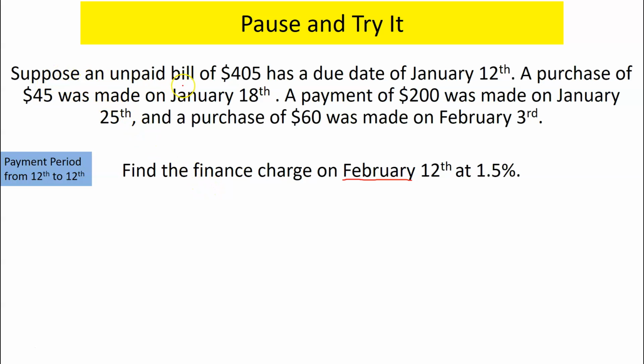Suppose that they started out with $405 on their credit card. That starts out on the 12th of January. Excuse me, we're going to be using January, not February. We're starting in January, so 31 days. A purchase of $45 was made on the 18th. A payment, so this is going to reduce the amount, of $200 was made on the 25th. A purchase, so it's going to increase, of $60 was made on the 3rd. And then the end of the cycle is on February 12th. Same interest, 1.5%. That's kind of a standard interest rate.